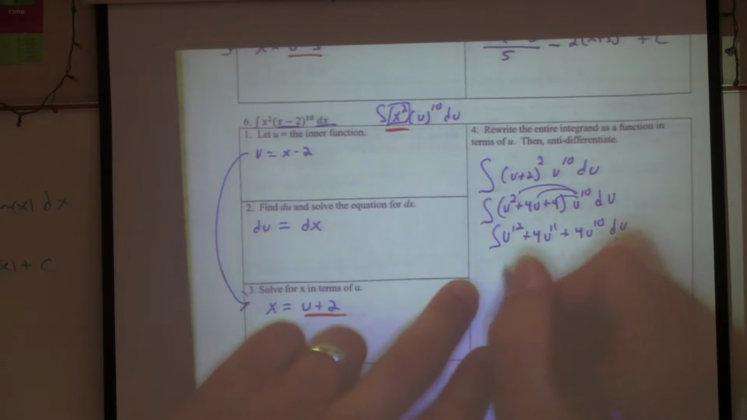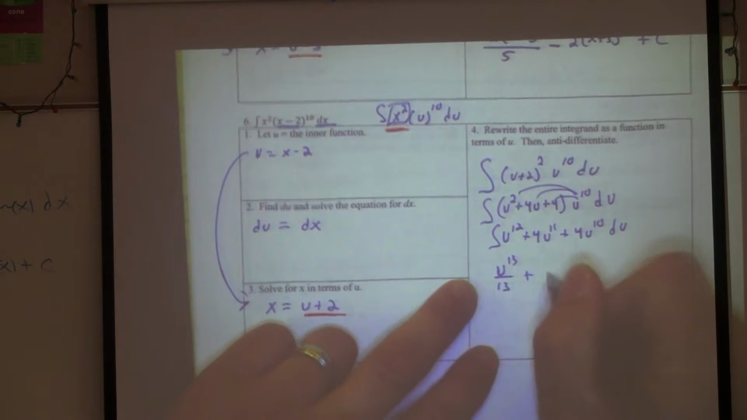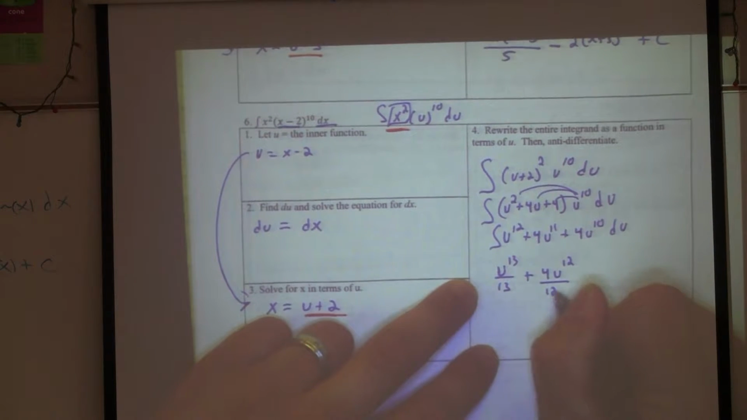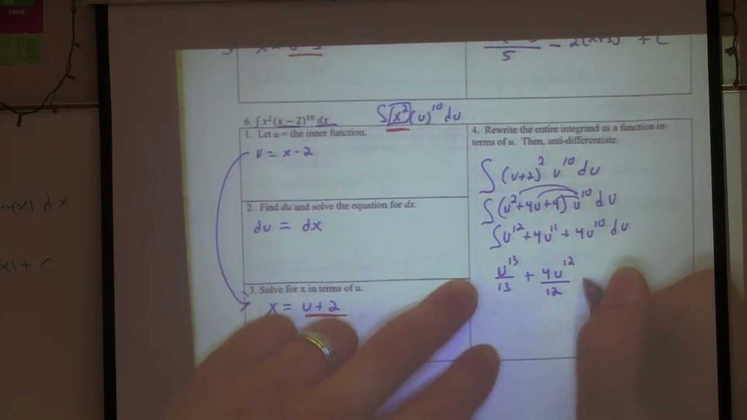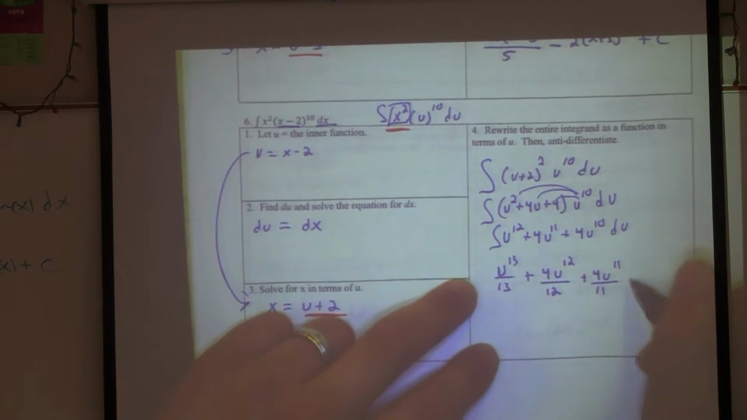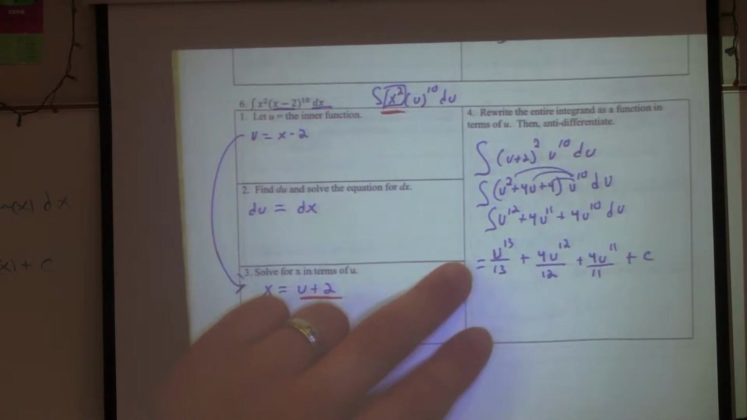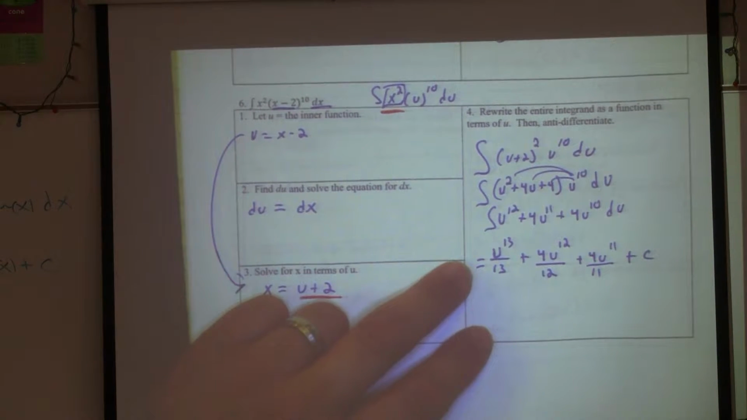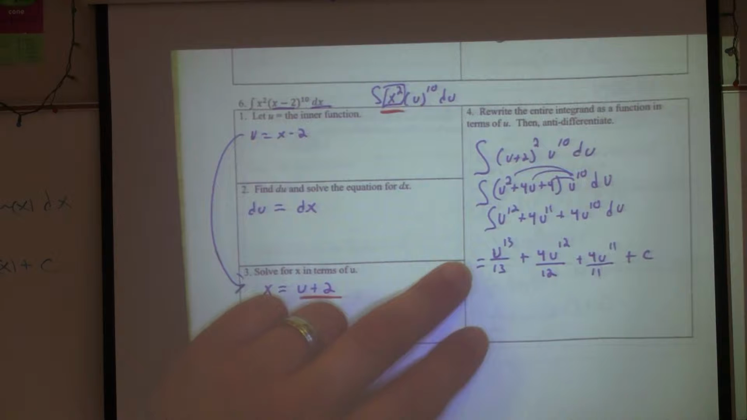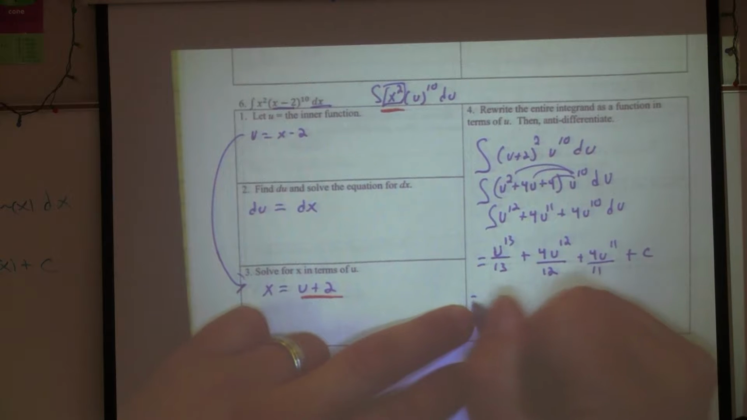u to the 13 over 13, plus 4u to the 12 over 12, for those of you that can't reduce it at the same time, plus 4u to the 11th over 11, plus c. Power to a power, you multiply the powers. But we're not doing a power to a power, we're multiplying. When you multiply, you add the exponents. Good? Alright, so let's replace the u and reduce whatever we need to reduce as we go.